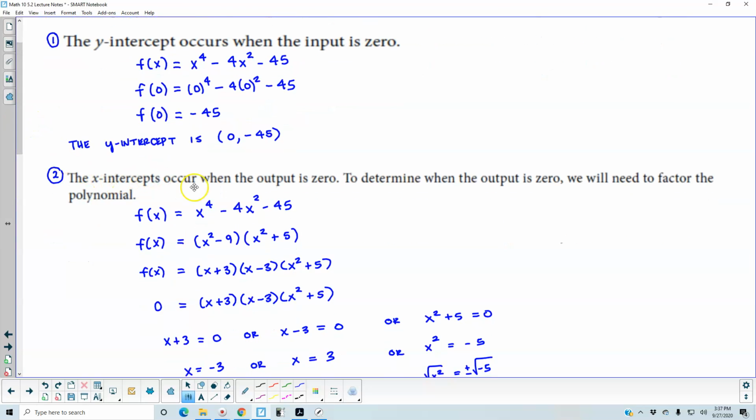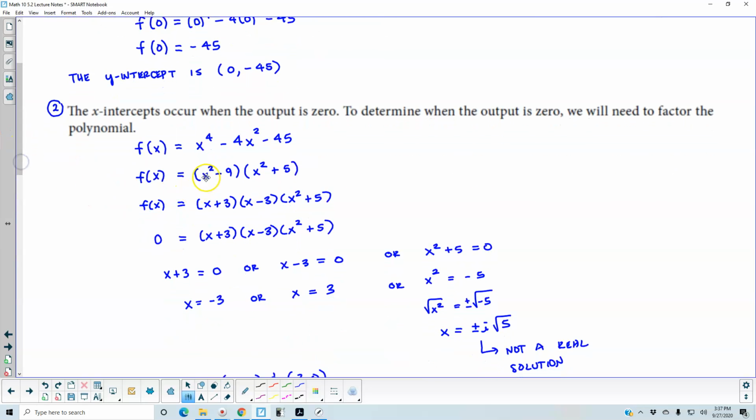Number 2, the x-intercepts occur when the output is 0. To determine when the output is 0, we will need to factor the polynomial. So first thing we need to do is factor this polynomial. Yes, it has a degree of 4, but we can factor it so that it's x squared minus 9 times x squared plus 5. Then we need to factor it a little further, so we can factor x squared minus 9 to be x plus 3 times x minus 3, and that's times x squared plus 5.